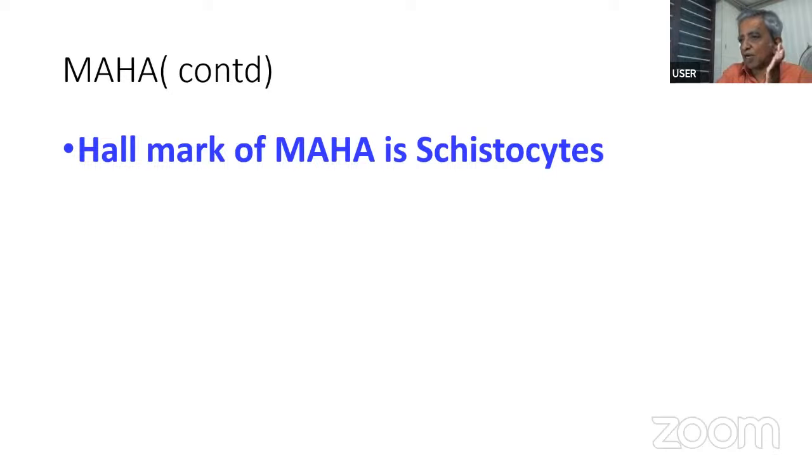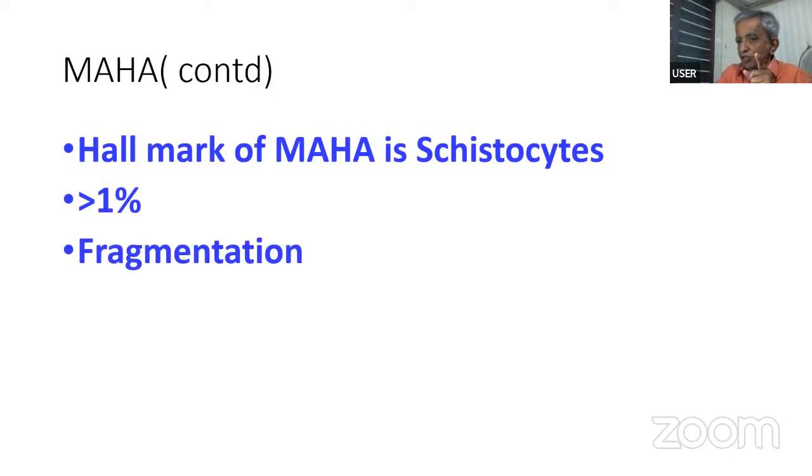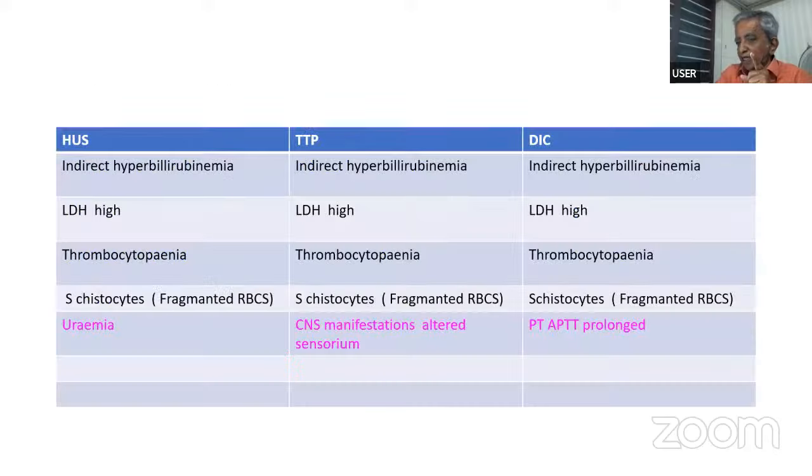Now, the hallmark of MAHA is schistocytes. And it's not an occasional schistocyte, it should be more than 1% of the total number of RBCs. Only if this is guaranteed can you say that a significant number of schistocytes have been identified. We are therefore dealing with mechanical hemolysis or fragmentation hemolysis.